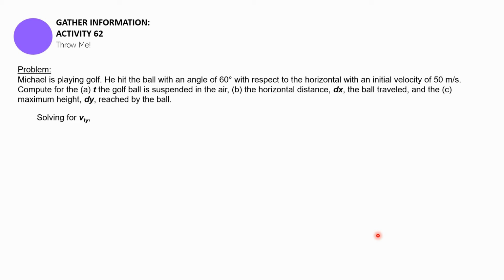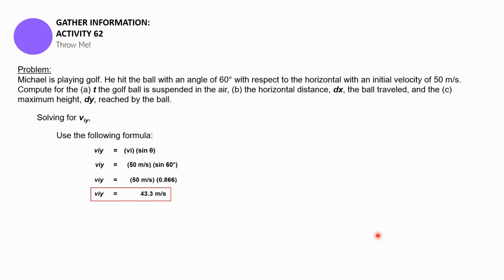Let's solve for the vertical component of the initial velocity. So you'll be using the following formula given to you a while ago. VIY is equal to initial velocity multiplied by sine theta, which is going to be equal to the following. Sine 60 will be 0.866. Multiply that by 50, we will be getting 43.3 meters per second, and that is the first answer. So we only need to work for 4 more answers.